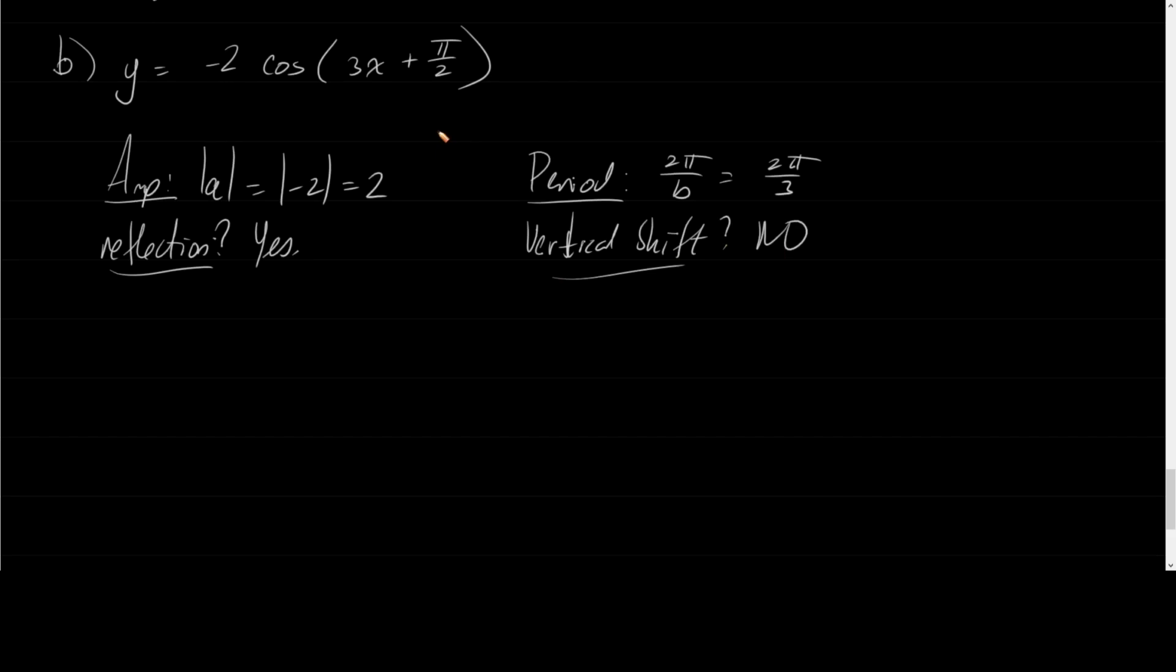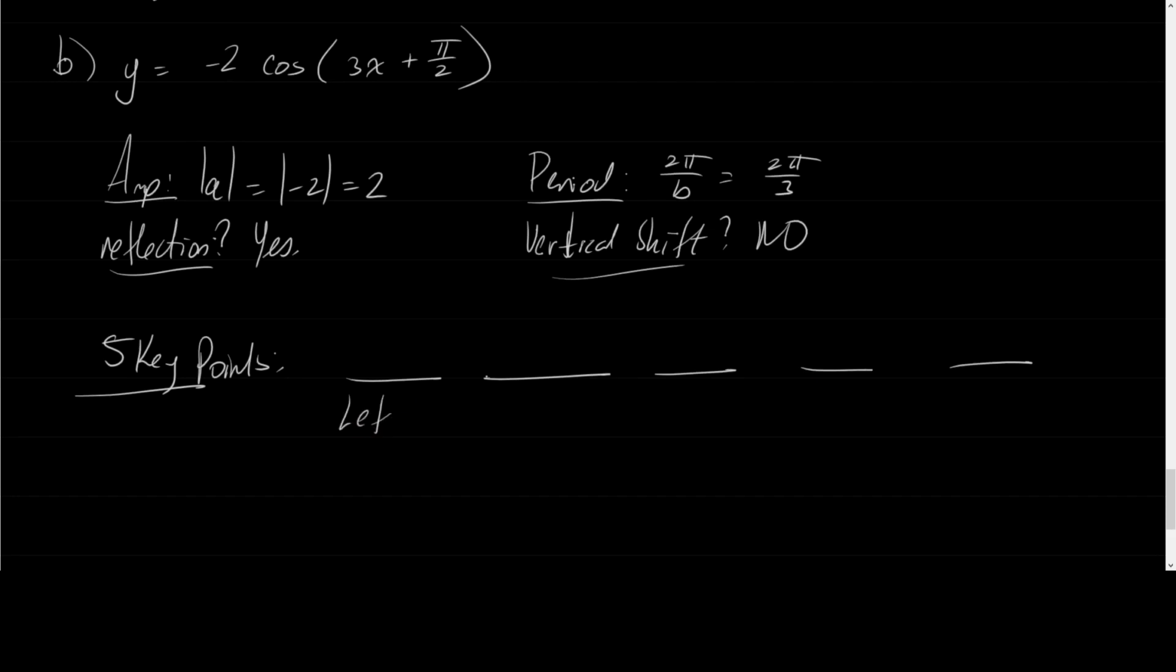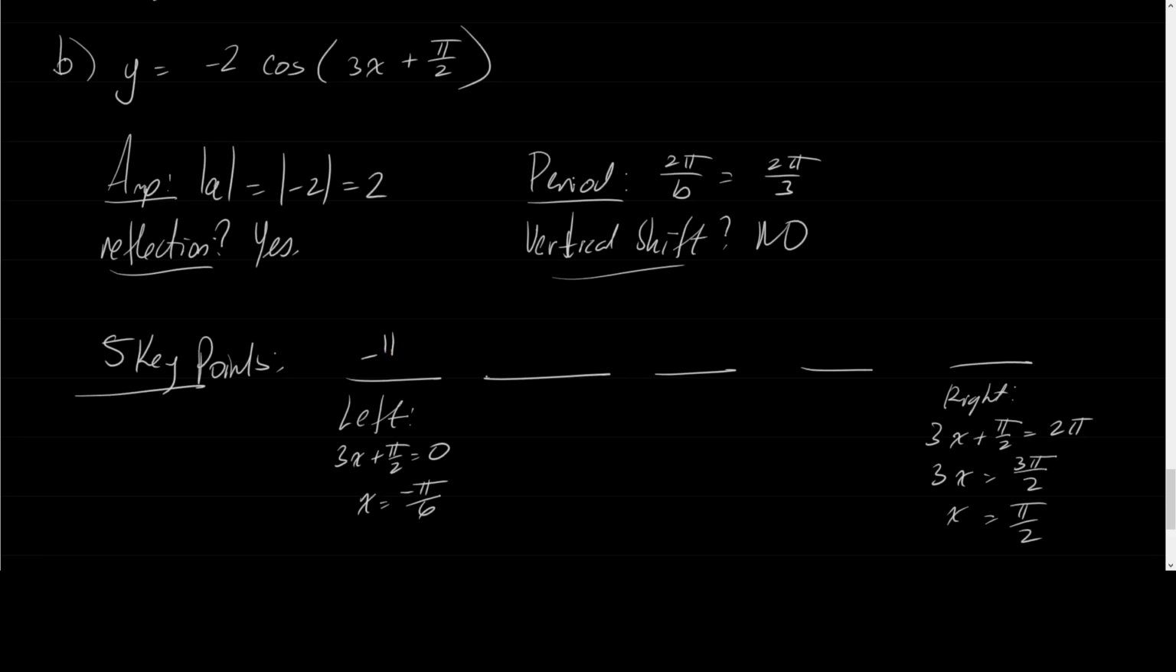The next thing I'm going to talk about is the 5 key points. So we have 1, 2, 3, 4, 5. The left can be found by setting 3x plus pi over 2 equal to 0. So that gives me x is equal to negative pi over 6. The right can be found by setting the inside, 3x plus pi over 2, equal to 2 pi. Subtract pi over 2, 3x is equal to 3 pi over 2, right? 2 minus 1/2 is 3/2. Divide by 3, x is equal to pi over 2. So I've got my left endpoint of negative pi over 6 and my right endpoint of pi over 2.